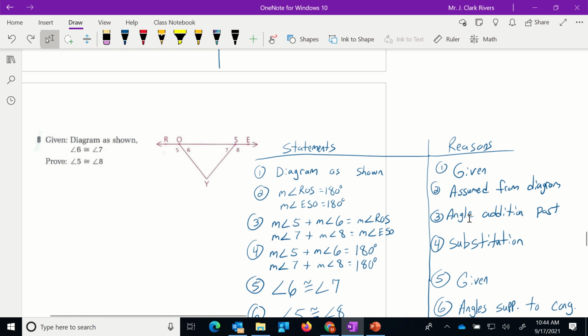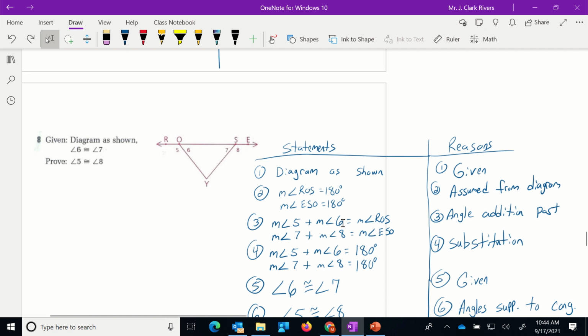Using the angle addition postulate, the measure of angle 5 plus the measure of angle 6 equals the measure of angle RSO. The measure of angle 7 plus the measure of angle 8 equals the measure of angle ESO. Again, if you broke them apart, that's okay, but you were using the same reason twice. So it might be easier to group them together.